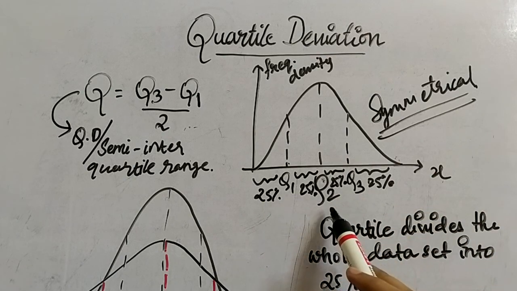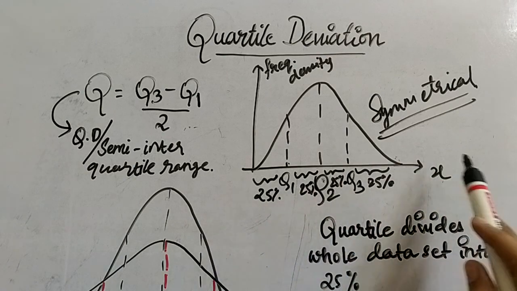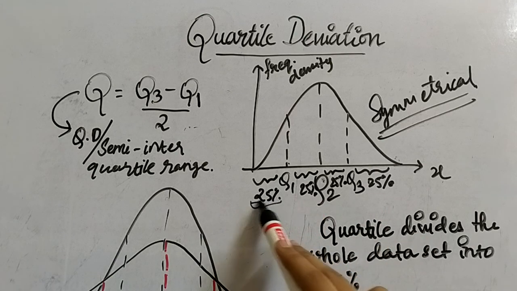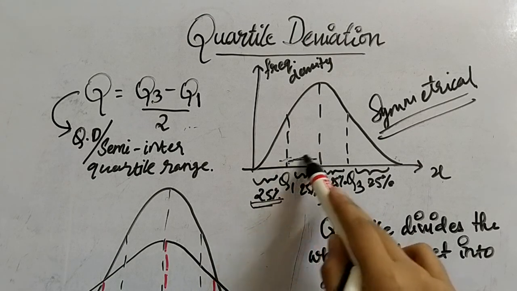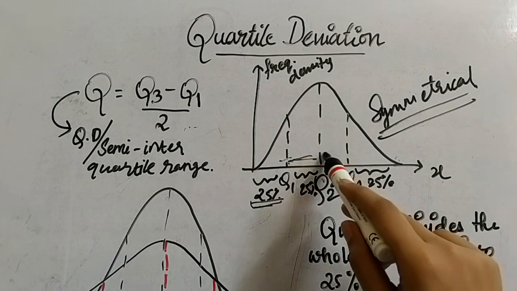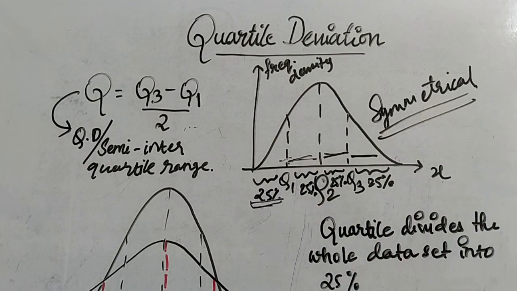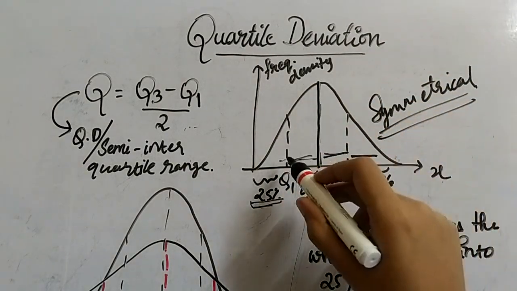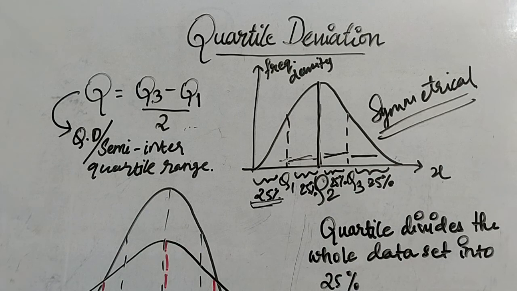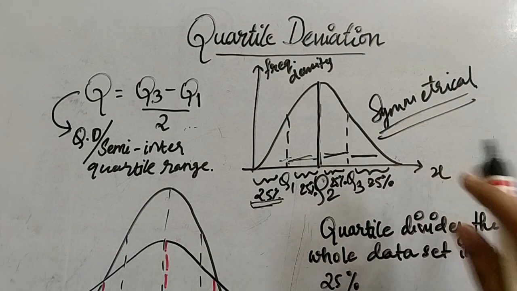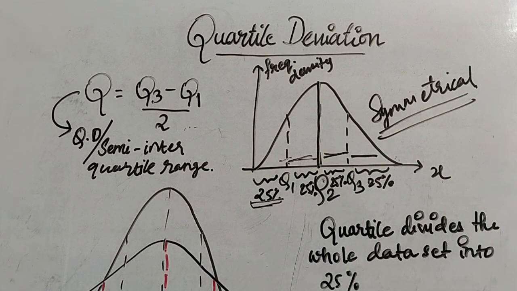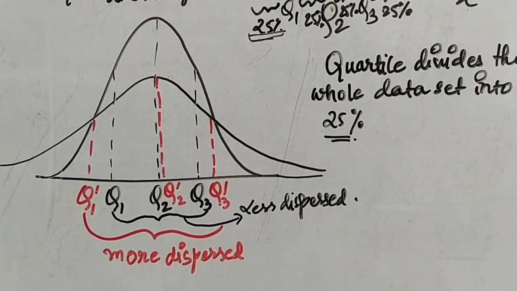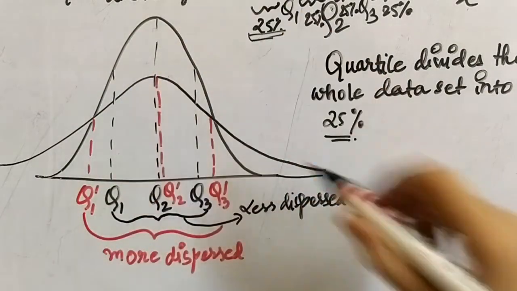Now the quartiles divide the whole data set into 4 parts, right? This is 25%, this is 25%, then 25%, and the remaining 25%. Collectively, the second quartile divides the whole data set into 50-50%, correct? And so on. As you can see in this diagram, I have purposely drawn 2 types of distribution.